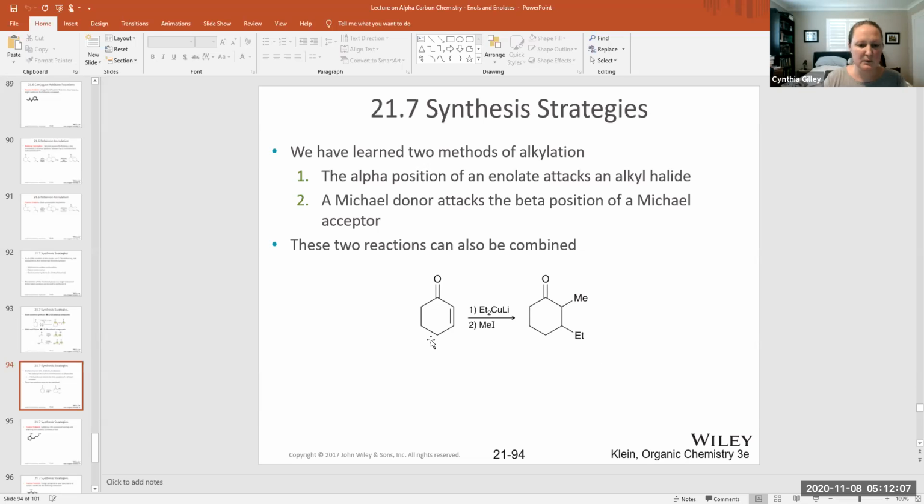Which one would we do first? Well, if we start from an alpha-beta unsaturated ketone, this is the starting material for a Michael addition. So we'll do a Michael addition with a Gilman reagent first to introduce this ethyl group. The initial product is an enolate, which, if you don't add acid but instead add methyl iodide, can be directly alkylated to introduce a methyl group. So that's a way to introduce two new carbon-carbon bonds in one reaction by sequencing a Michael addition followed by the alkylation of an enolate at the alpha position.